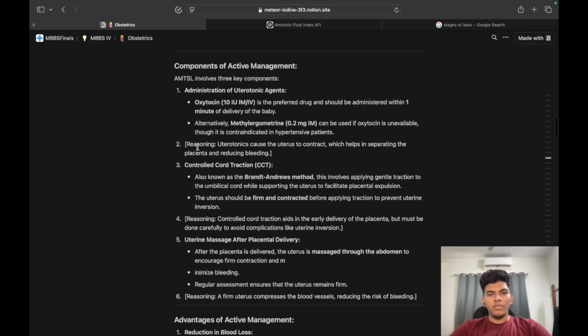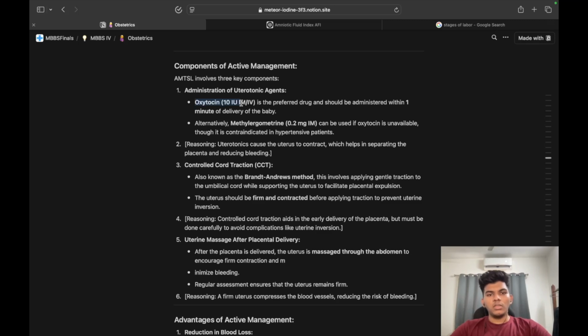Coming to components of active management, AMTSL consists of all of these. So sorry about this, it is supposed to be just 3. I'll just remove it later after this video. So it is 1, 2 and 3. So these 3 things. This came out extra, formatting error.